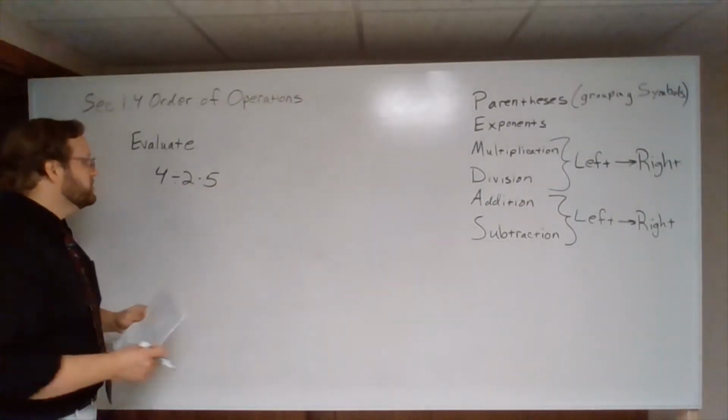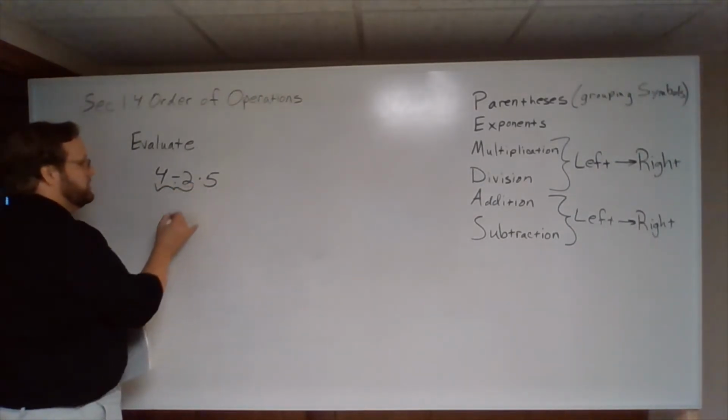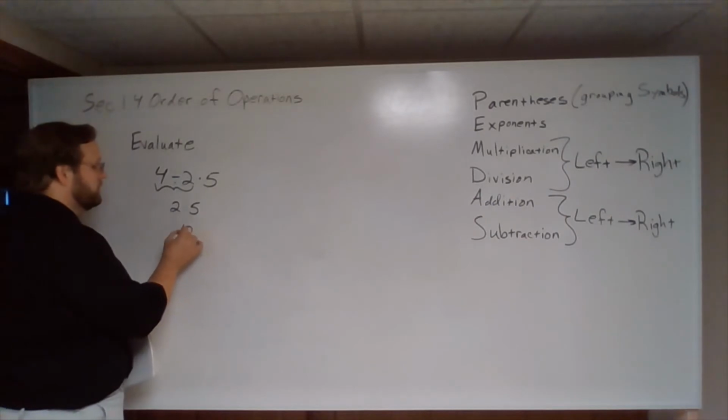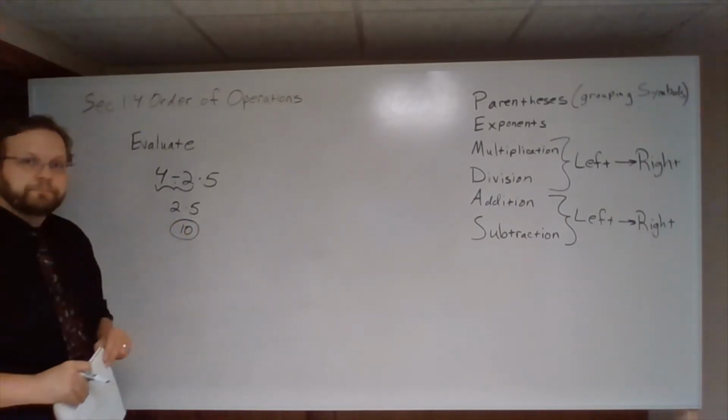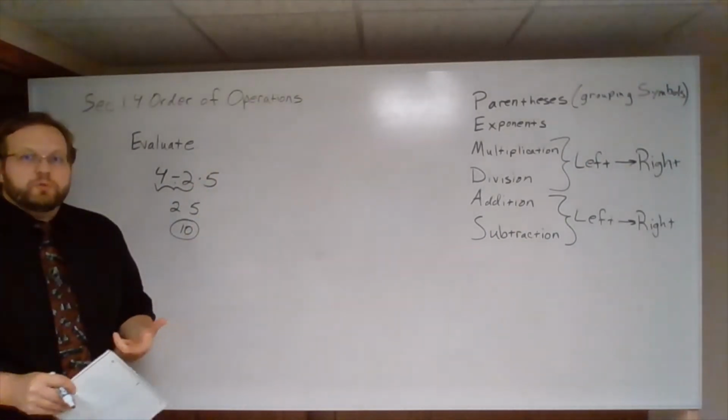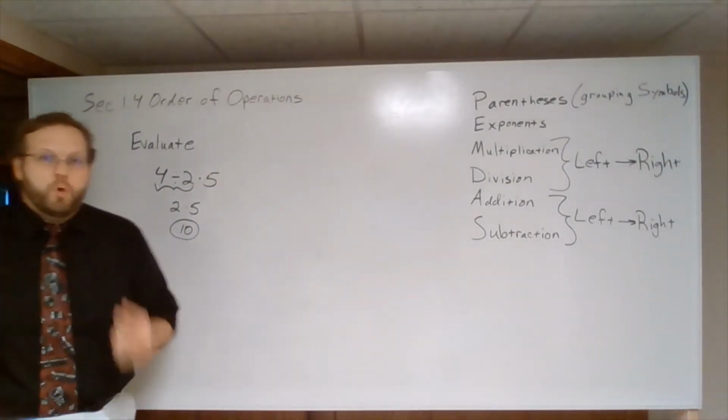Okay, so what we do is this one calculation. 2 times 5, 10. Okay? The reason why we have these rules is to make sure that we all get the same result, the same one correct result.